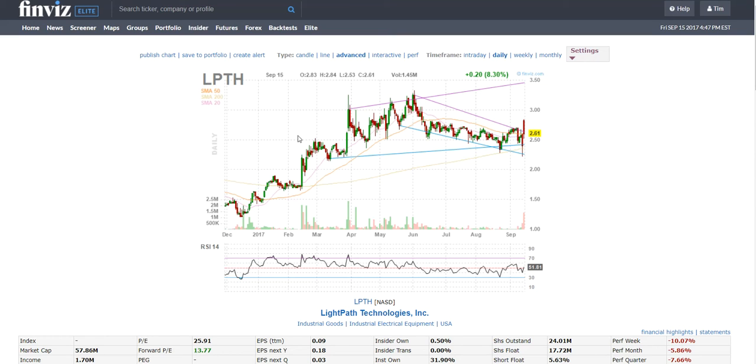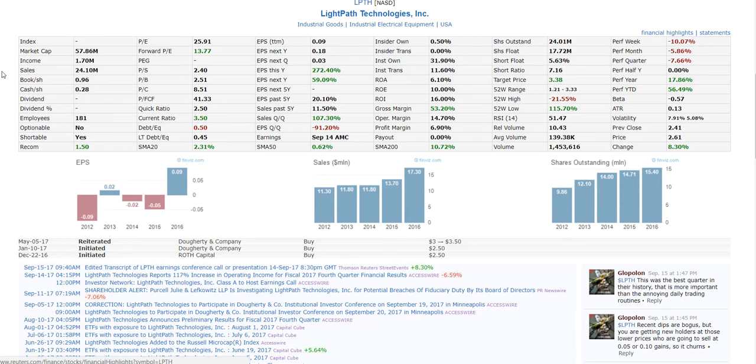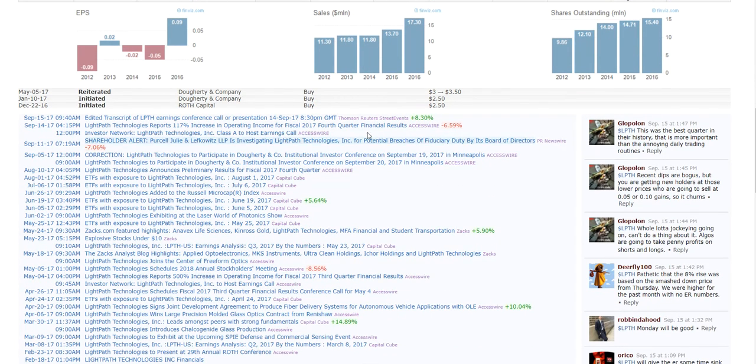It's at an interesting level. I am looking to potentially add to my position on this. So with a long-term holding, a lot of times I will add to my position over time. So I like LPTH, and what I like about this setup is you see all these financial highlights right here, a lot of fundamental information, right? And then you've got all the news down here: earnings per share, sales, shares outstanding.